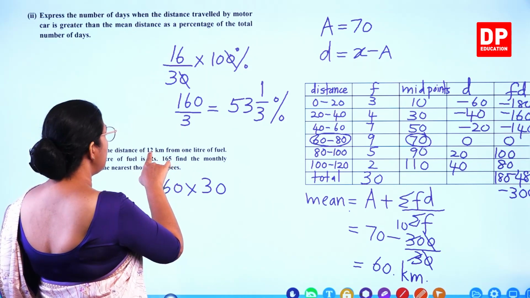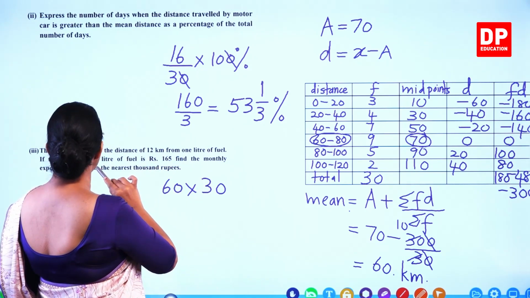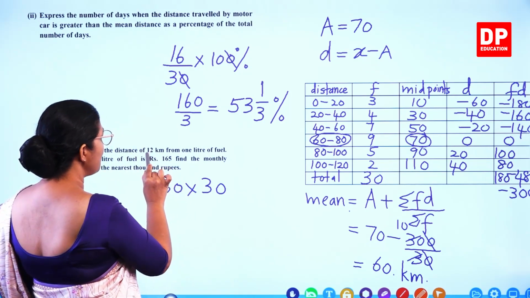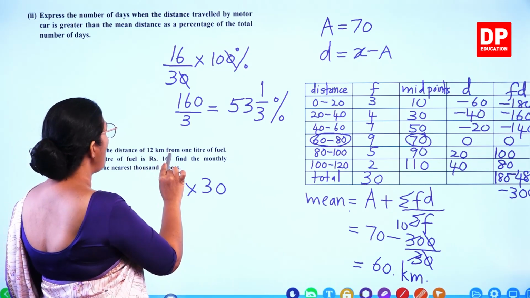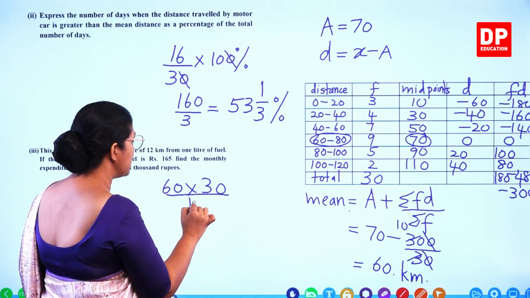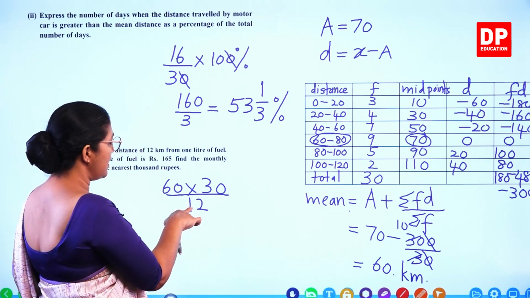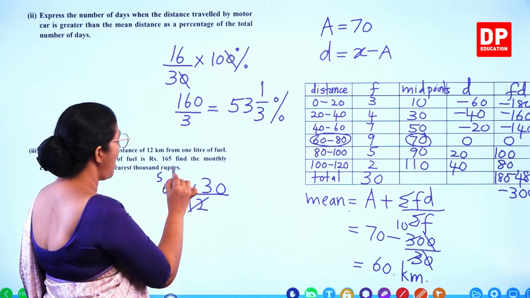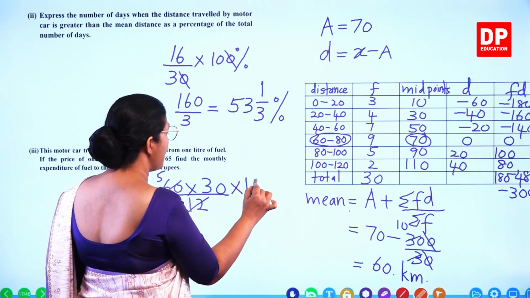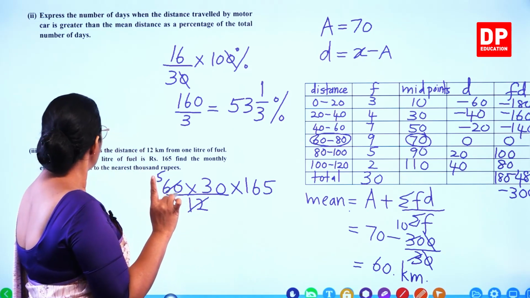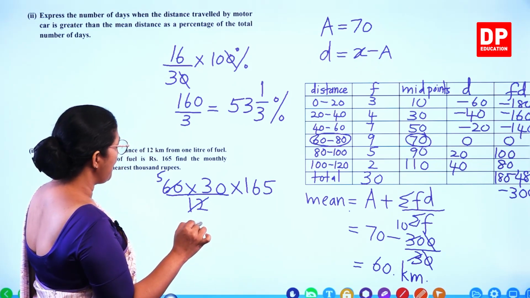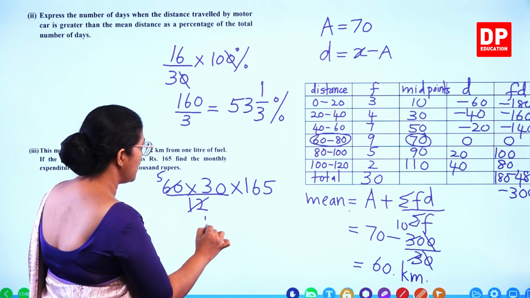And here for 1 kilometer, it's 165. So to find out for 1 kilometer, you have to divide by 12 because 12 kilometers from 1 liter of fuel. So how many liters? Here you can get 150. 150 multiplied by 165, you get the total expenditure.